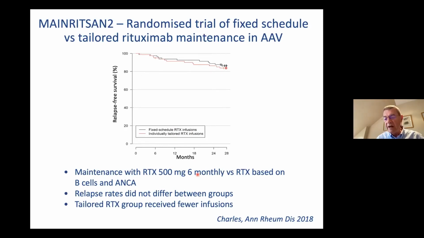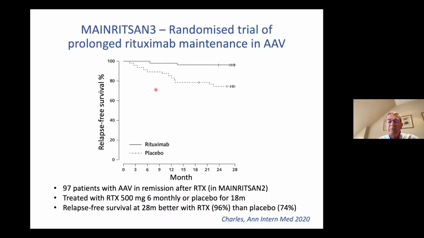And patients that completed that trial successfully then moved on to Main-Ritzan 3, from the French vasculitis group. And this looked at either stopping rituximab at that point in time in the trial or continuing rituximab for another 18 months. And you can see here that relapse-free survival was better at 28 months if you continue using it compared to when you stop and just leave the patient on a placebo. So again, it looks like however good rituximab is in the short term, you need to keep giving it to maintain remission. And once you stop rituximab, then as with other agents, the patient may relapse.